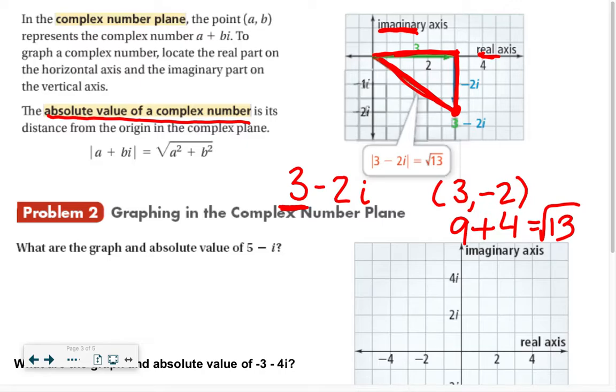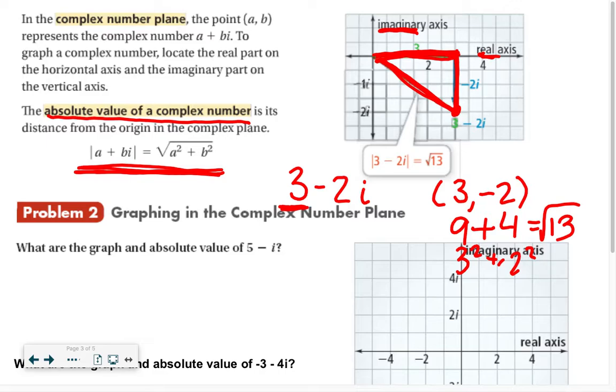This is a fancy little equation for the Pythagorean theorem. Where did you get the 9 plus 4? Because we are right 3, and 3 squared is 9. And then we're down 2. Negative 2 squared is 4. And then you get that 13 by adding. And when we talk about the Pythagorean theorem, remember to find this, you have to square root.